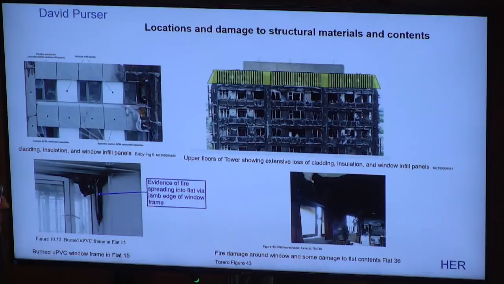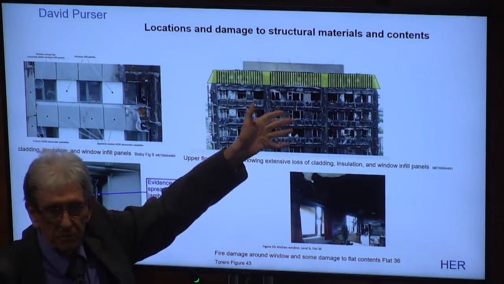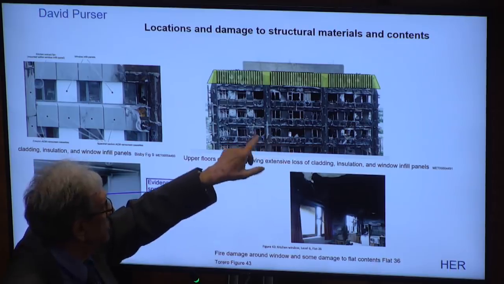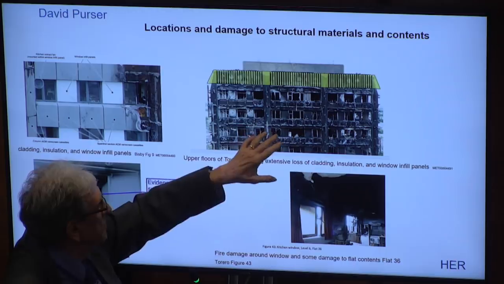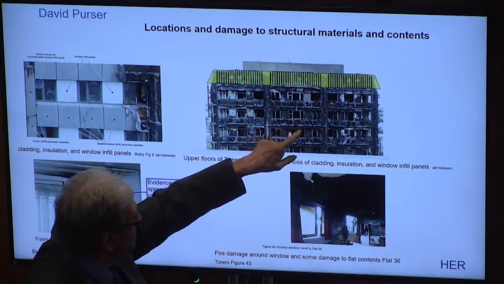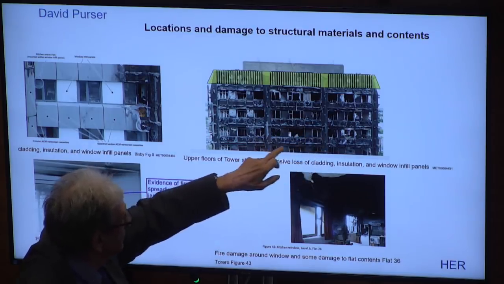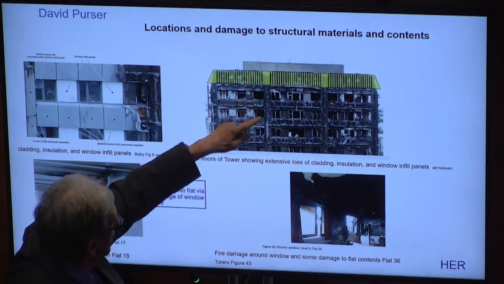This is a lower part of the tower where there's been limited damage. But at the top of the tower, this is from Bisby's report, you can see that there's been considerable loss of these materials. They've been burnt away. So pretty well all the rain screen cladding is gone and a considerable amount of the PIR insulation. However, as you can see here, there's quite a bit of charred PIR still left on some of these flats, particularly the spandrels, although the columns are pretty well bare.